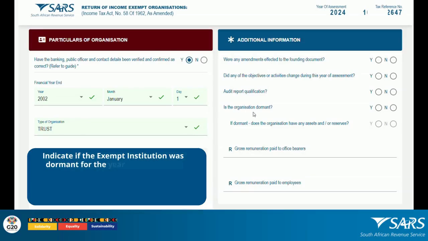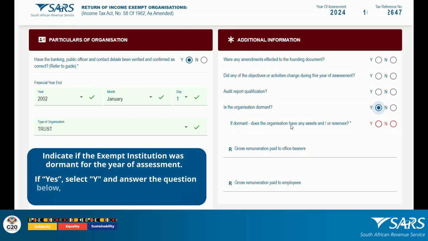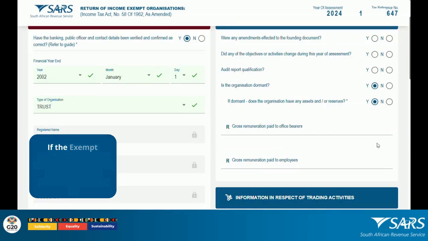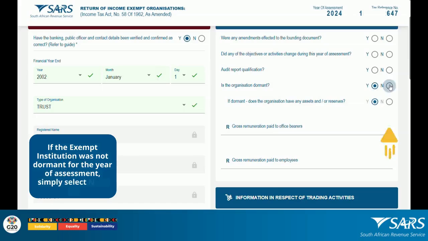Indicate if the exempt institution was dormant for the year of assessment. If yes, select Y and answer the question below. If dormant, does the organization have any assets and/or reserves? If the exempt institution was not dormant for the year of assessment, simply select N for no.